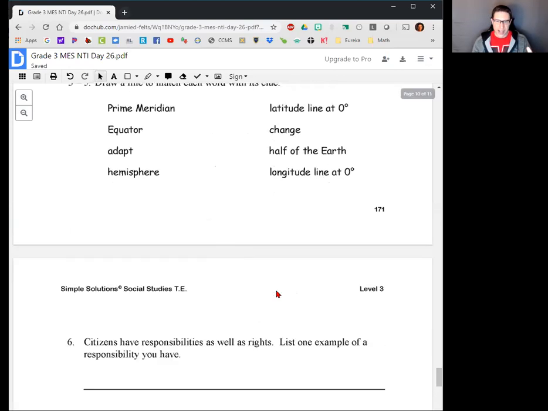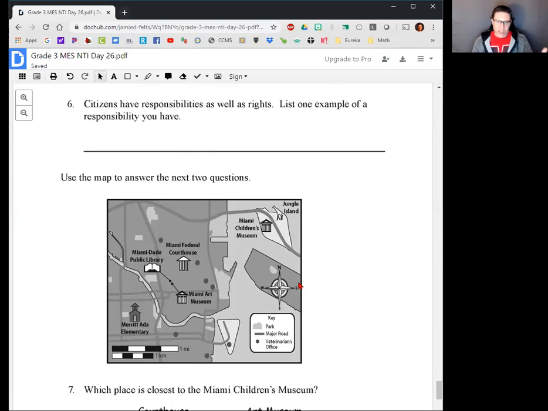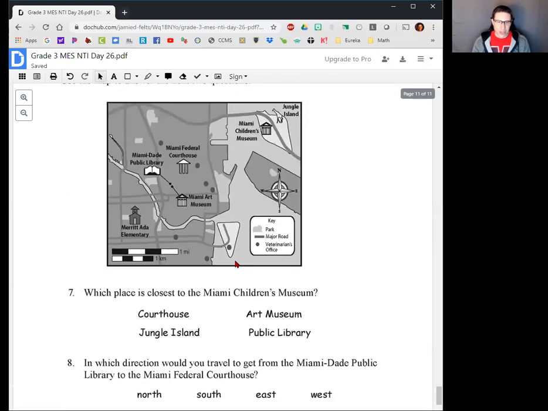So you just draw lines to go across, and you know how much I love maps. So let's take a look at one. The last one here I wanted to go over with you. In which direction would you travel to get from Miami-Dade Public Library to the courthouse? So you've got 2 spots to find, 2 locations.